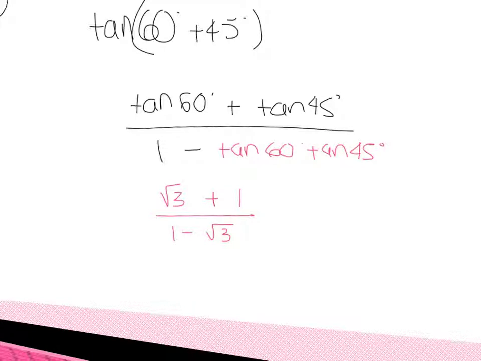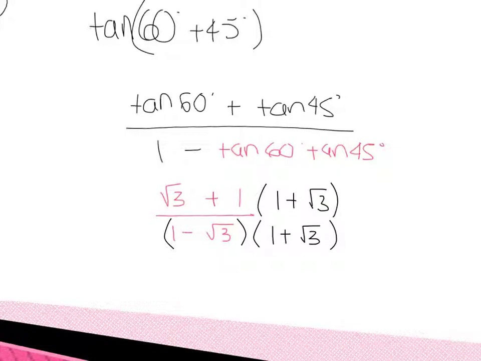Okay, so from here, we have (root 3 plus 1) over (1 minus root 3). I accidentally didn't bring that over here. So you cannot leave a radical in the denominator. You need to do what? Good. Multiply it by the conjugate pair, which is going to be 1 plus root 3.